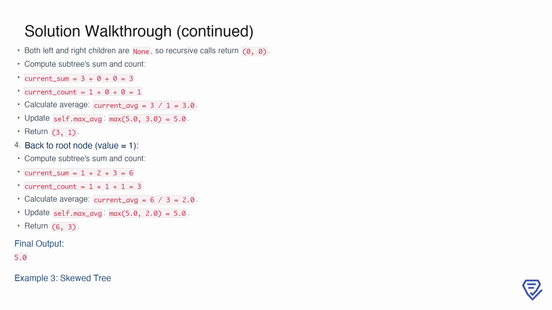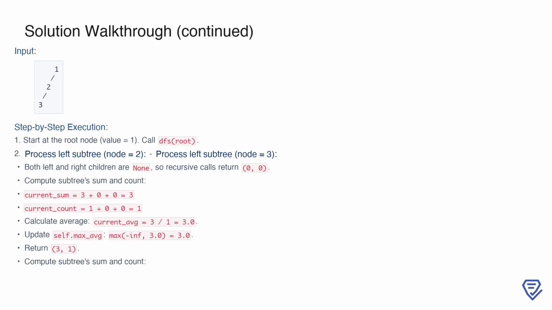The average for this subtree is 3.0, but it doesn't exceed the current maximum average of 5.0, so the maximum remains unchanged. The function then returns the sum and count as 3, 1. Back at the root node, we now calculate the sum and count for the entire tree. Combining the root's value with the contributions from its left and right subtrees, the sum is 6 and the count is 3. The average is 6 divided by 3, which equals 2.0. The maximum average remains 5.0, and the function returns 6, 3. The final output for this example is 5.0.